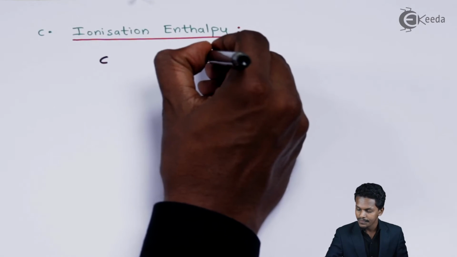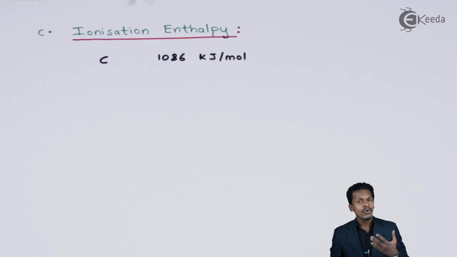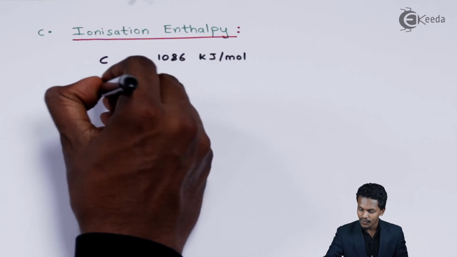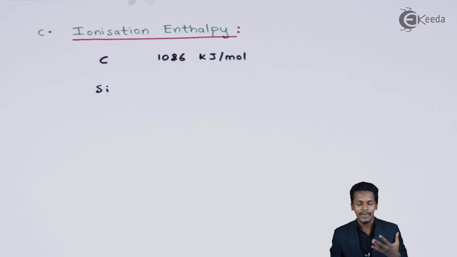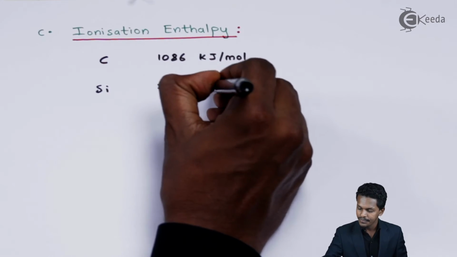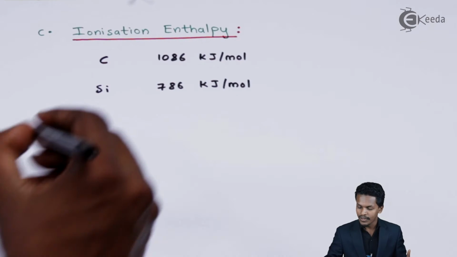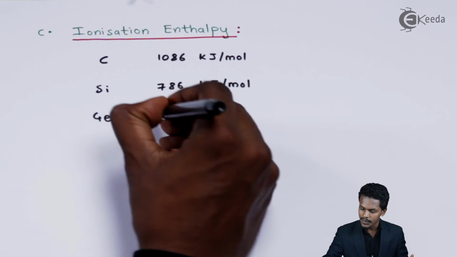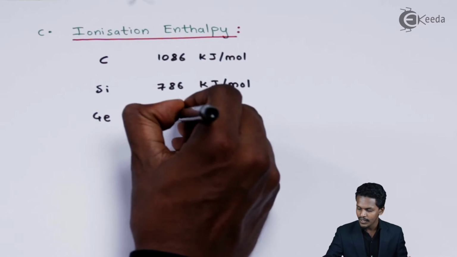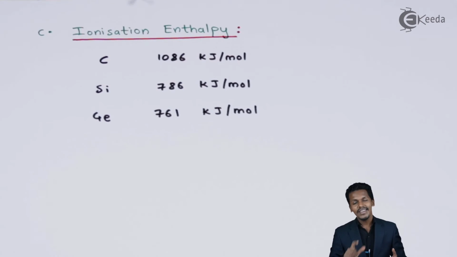1086 kilojoule per mole. While talking about silicon, it has been found that the ionization enthalpy is calculated to be 786 kilojoule per mole. For germanium, it has been found to be 761 kilojoule per mole. So here the main thing we are going to talk about is how the variation has occurred.